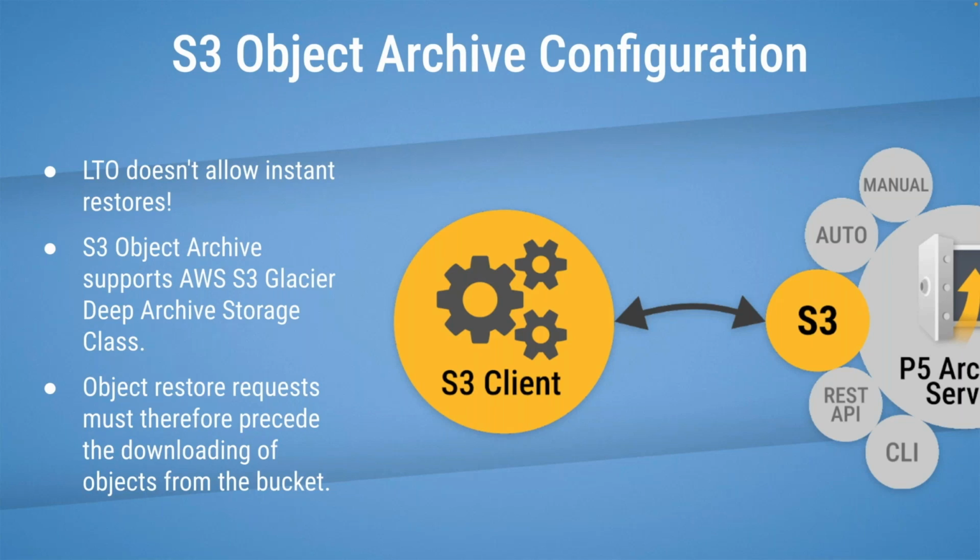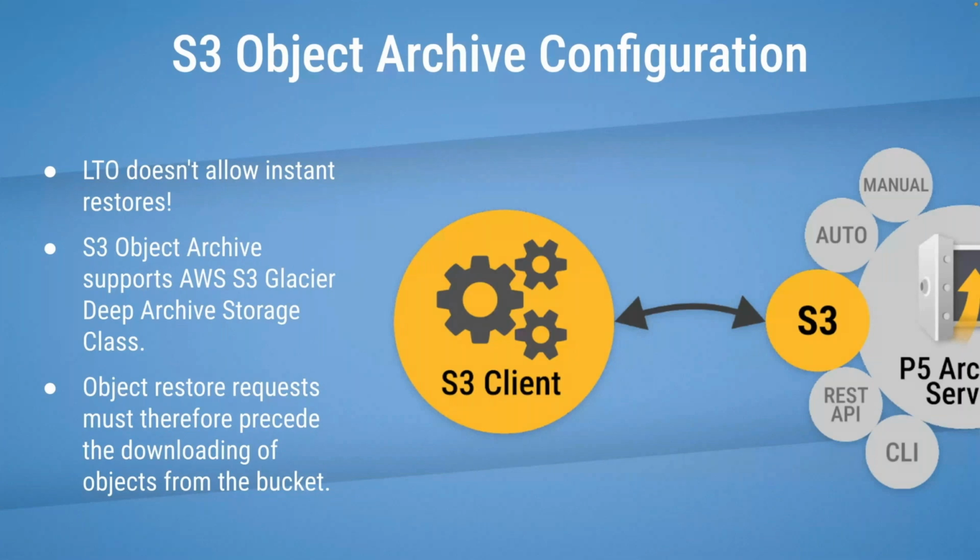So second bullet, S3 Object Archive supports the AWS S3 Glacier Deep Archive storage class. So that's what Archiware P5 Archive is supporting. And therefore object restore requests must precede the downloading of the objects from the bucket. So this is just the same way that you will interface with some very low cost cloud services, in that first of all you restore the object and then you access the object.